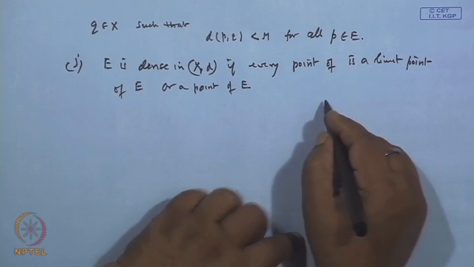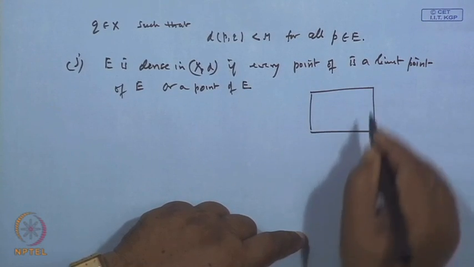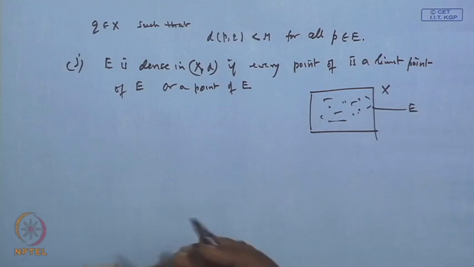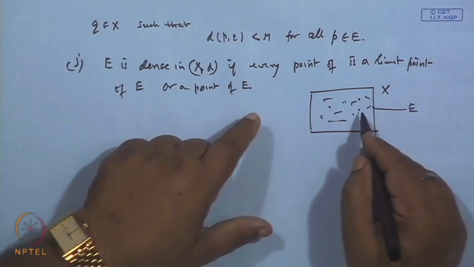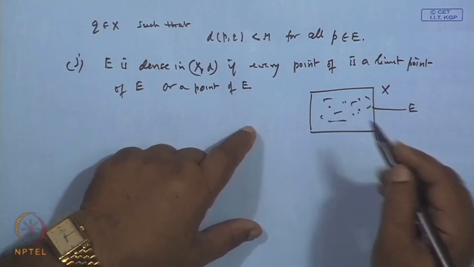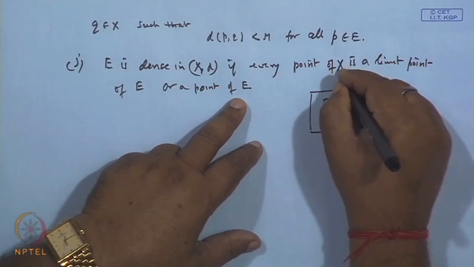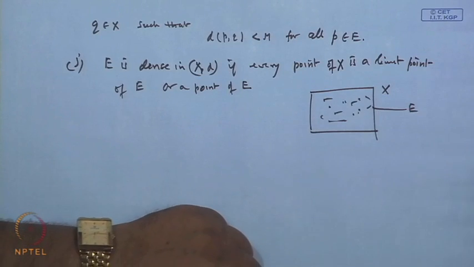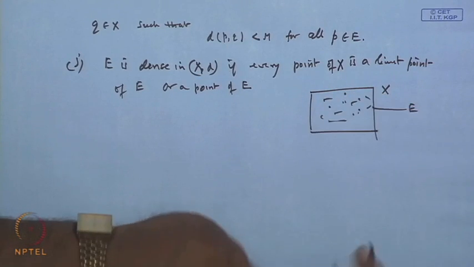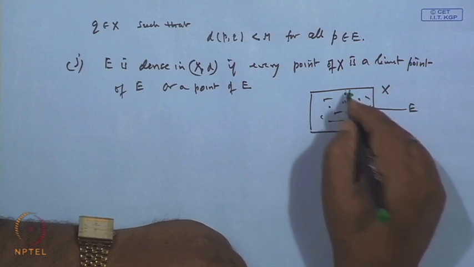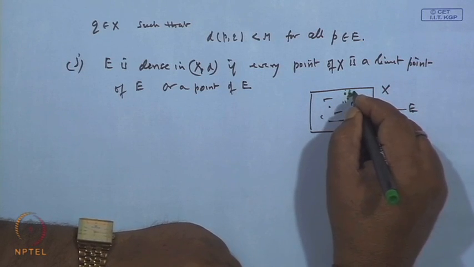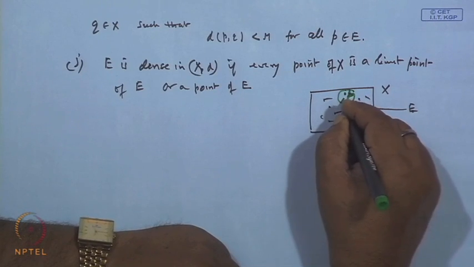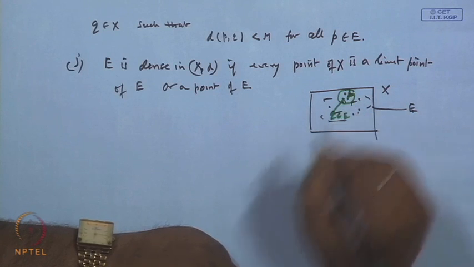It means what? When we say a set, this is X, a set E, this is E, is said to be dense in this, it means every point of X is a limit point of E or a point of E. So, if we take any point X here, then this point will either be a point of E, or if it is not a point of E, then it must be a limit point of E. Limit point means if we draw a neighborhood around the point P, there must be some point Q of E which is different from P.